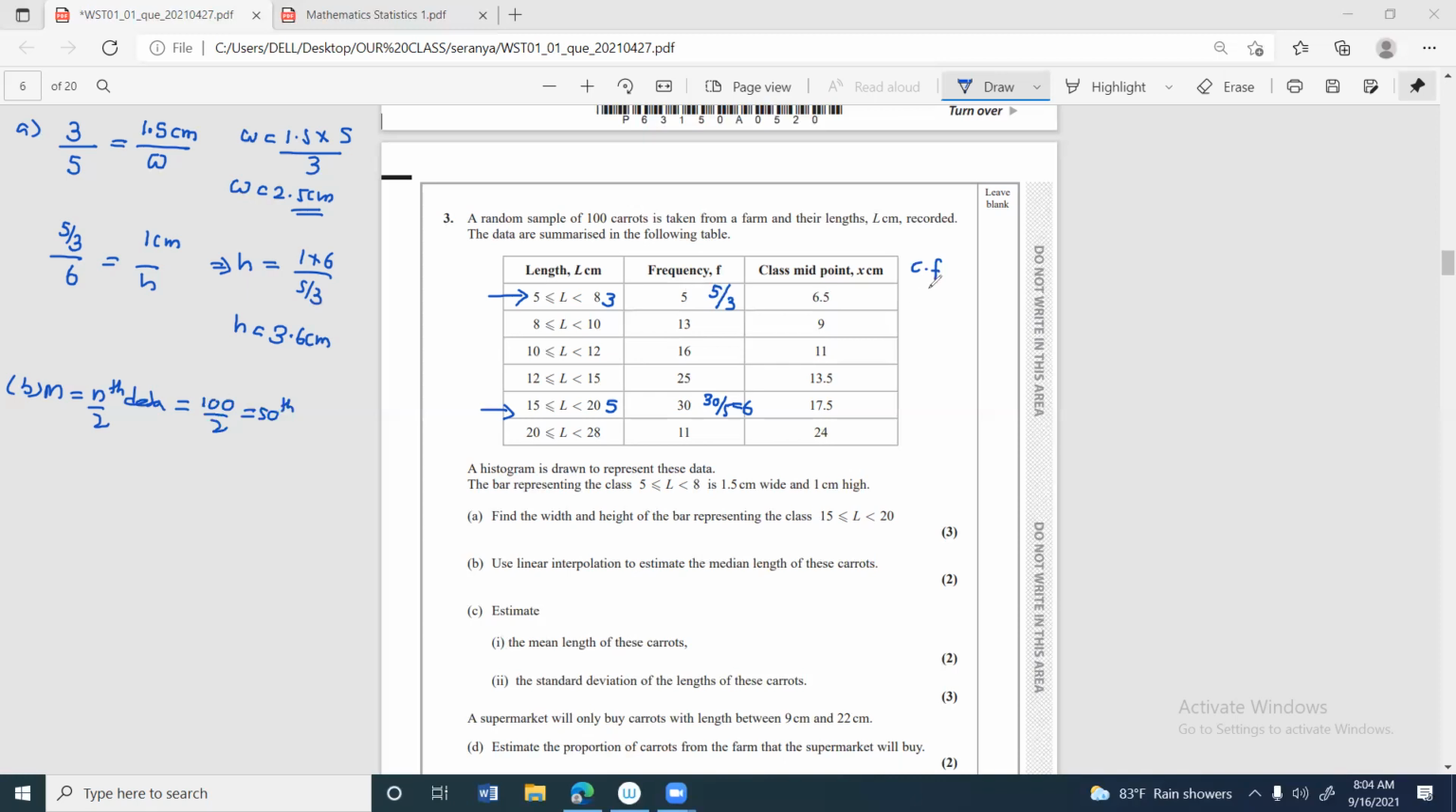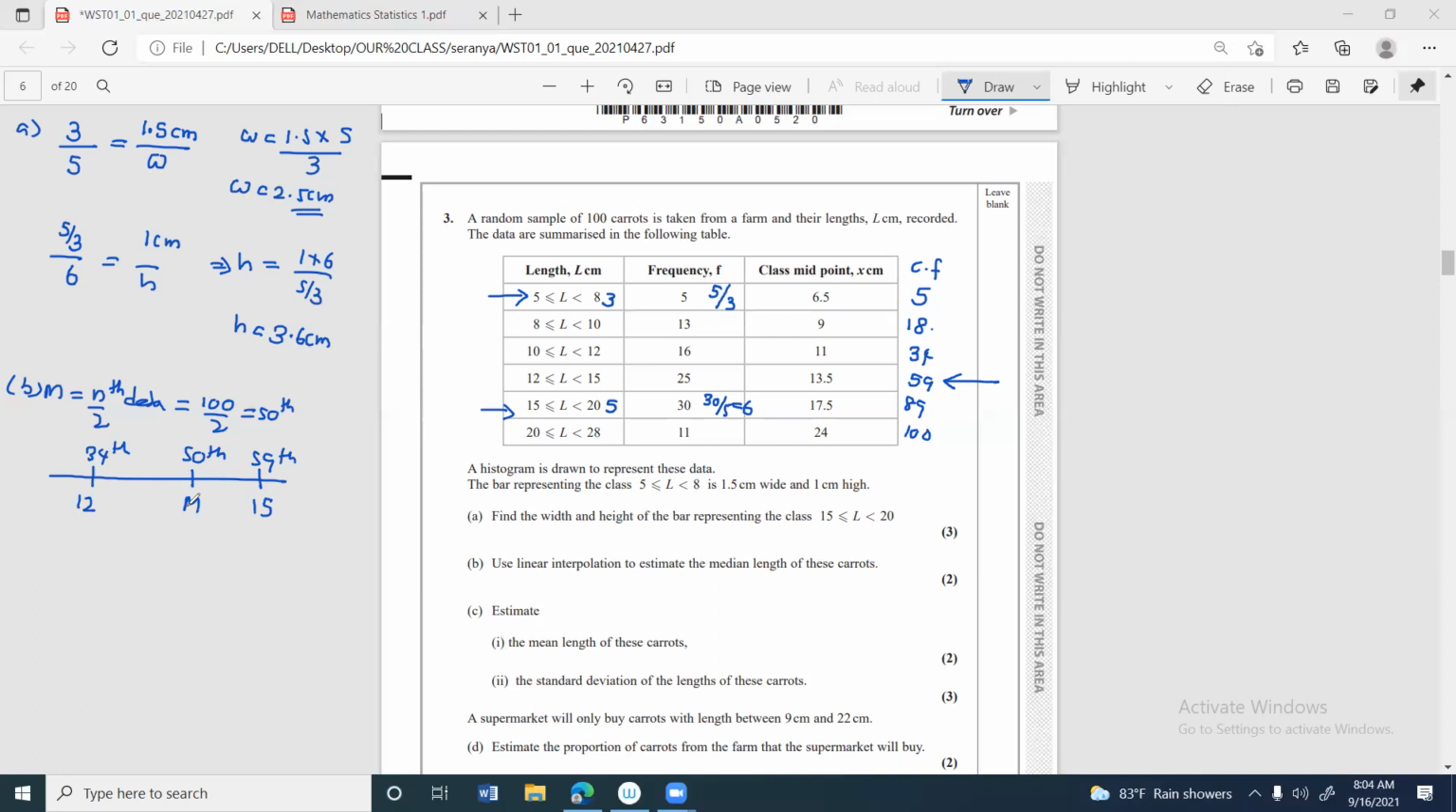Then 5 plus 13 is 18. 18 plus 16 is 34. 34 plus 25 is 59. 59 plus 30 is 89, and then 100. You know that the 50th data falls in this category. That means it falls between 34 and 59, that means in this category, 12 to 15. 12 to 15, that is M.